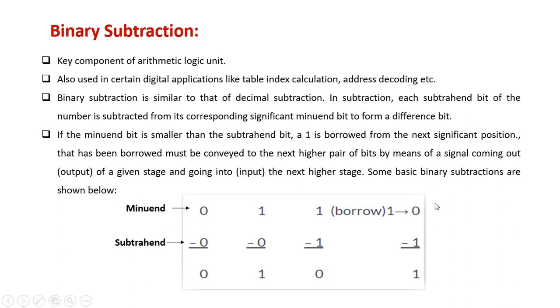And these are some of the basic binary subtractions. If you subtract 1 from 0, you will require one borrow and the difference will be 1. Now 1 minus 1 will be 0 and there will be no borrow. 1 minus 0 will be 1. 0 minus 0 will be 0 with no borrow.